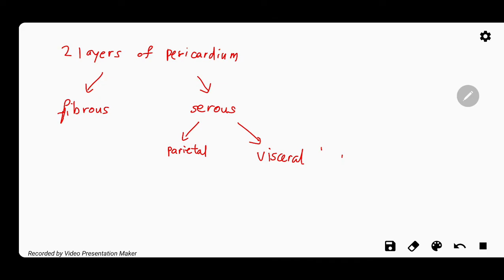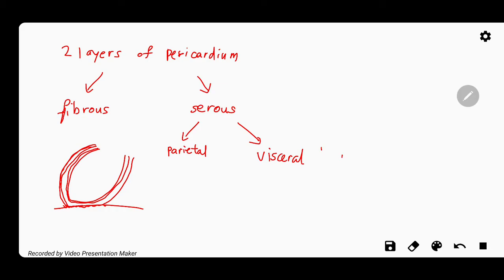Now, the outer fibrous pericardium is a strong fibrous tissue which attaches below to the central tendon of the diaphragm. If we look at the heart, let's say this is the heart and this is the diaphragm. This outermost layer is the fibrous pericardium. The fibrous pericardium will enclose the heart and attach to the central tendon of the diaphragm. Then you have two layers of the serous pericardium: the serous layer that lines the inner surface of the fibrous pericardium, that is the parietal layer, and the visceral layer, which lines the organ, which is the heart itself.